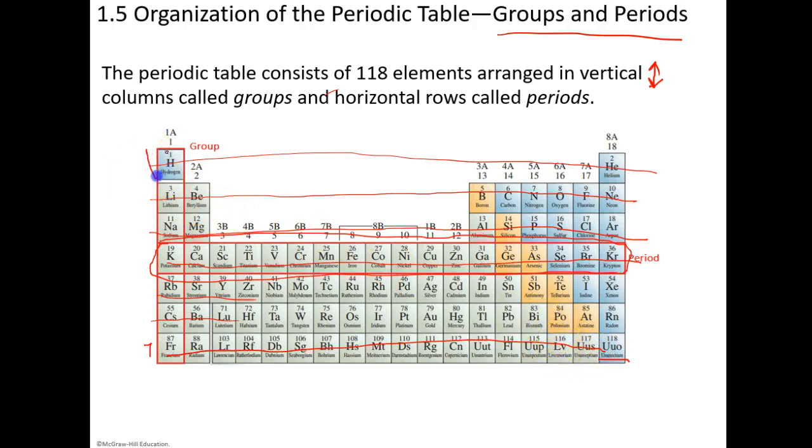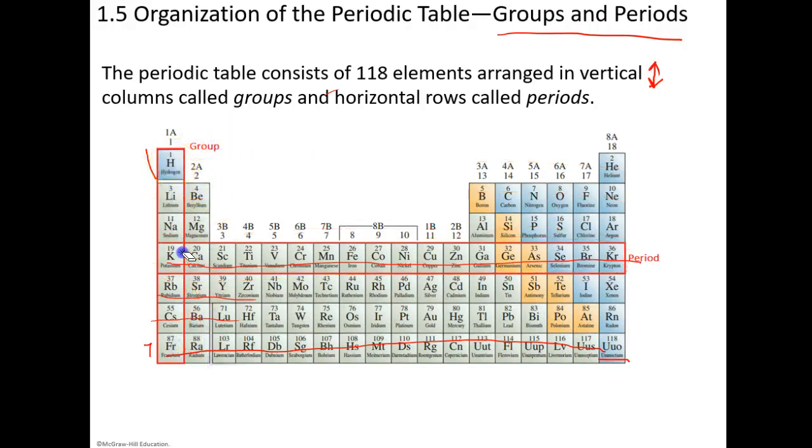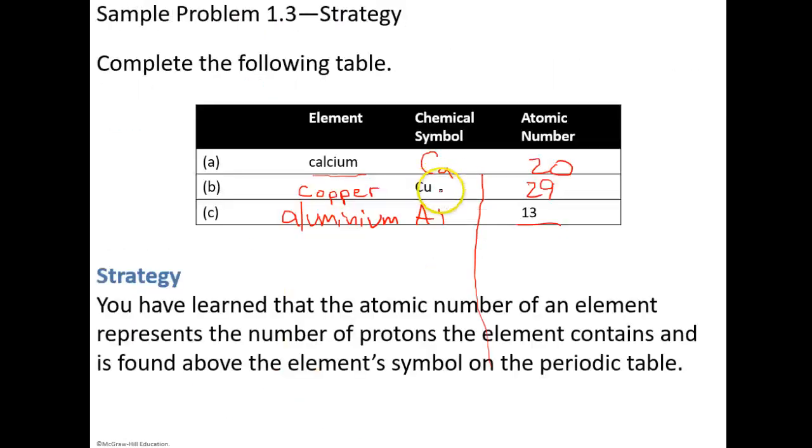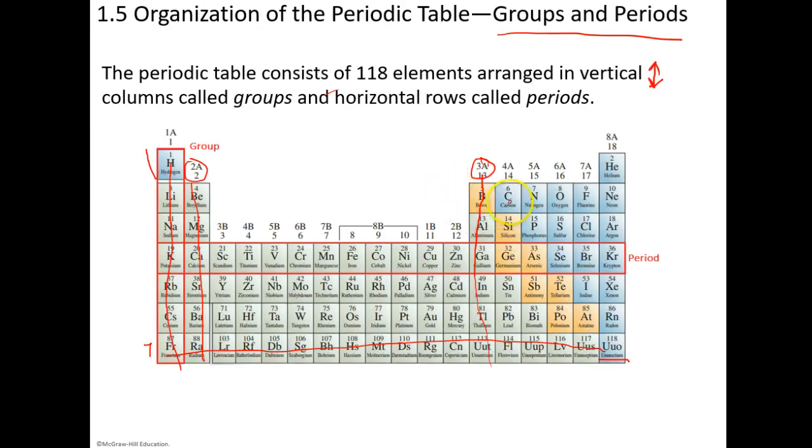Groups are up and down. So here is group 1. All right, here is group 2. You can even see the numbers. All right, so group 3 is this whole group. Group 4, group 5, group 6, group 7, group 8.